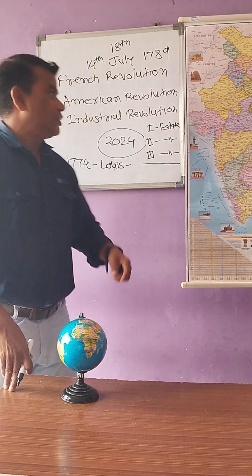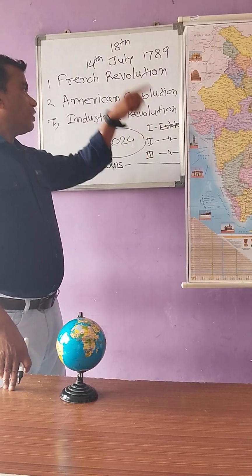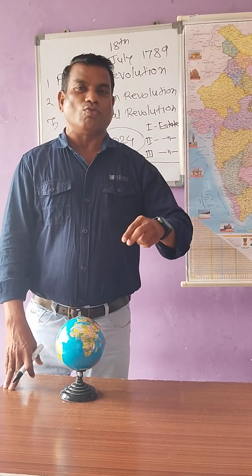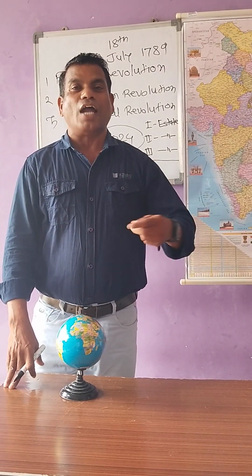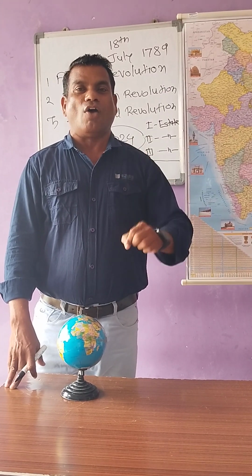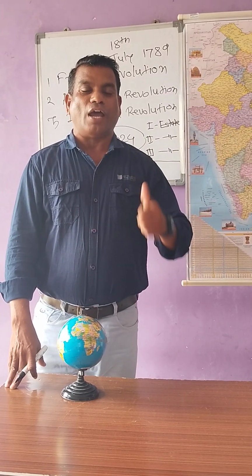So France became a democratic nation, and subsequently other countries in Europe, after the 18th century, also started adopting the principles of equality, brotherhood and fraternity. Today we have learned about the French Revolution and the importance of 14th July.